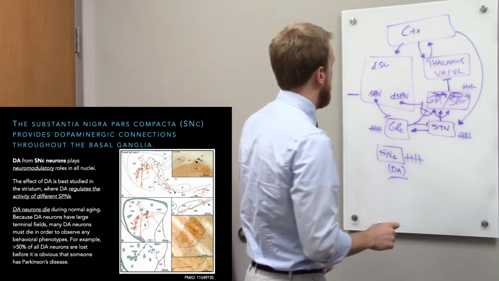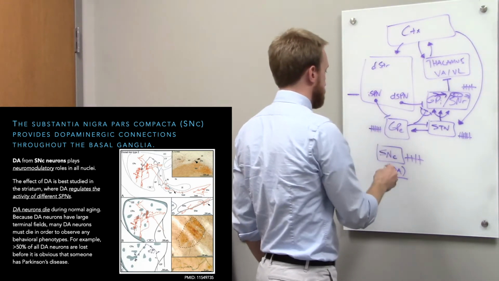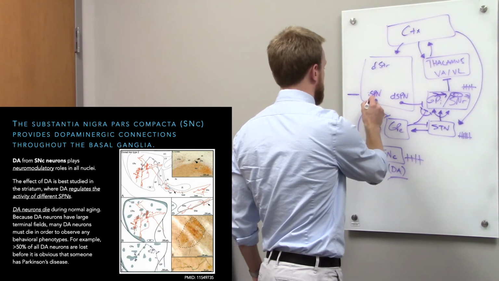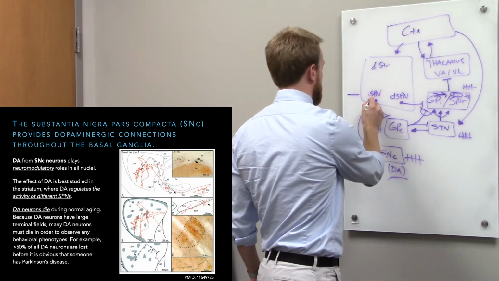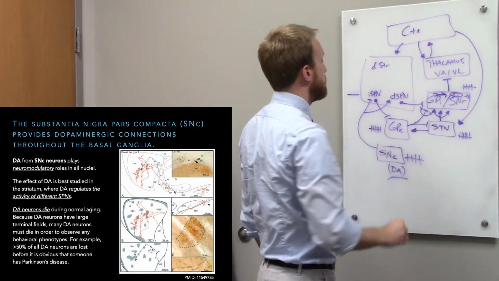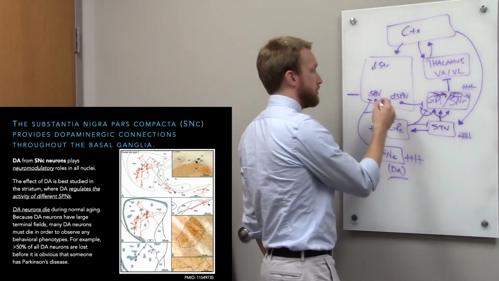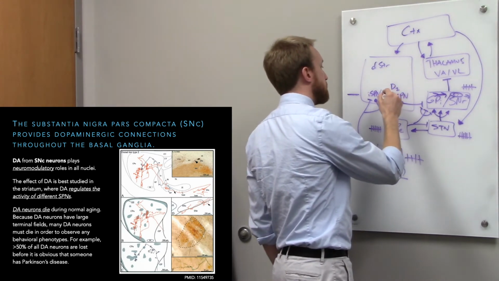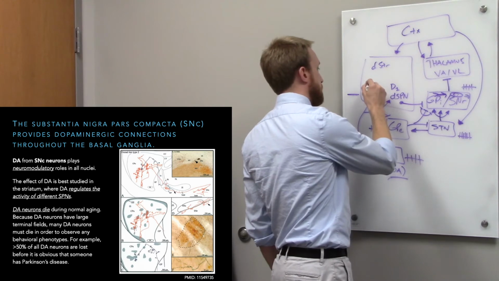These are going to target our spiny projection neurons, and they're going to do so differently, depending on whether they're along the indirect or direct pathways. And that's because they have different dopamine receptors. The direct pathway that we'll walk through in just a bit, those have D1 dopamine receptors. The indirect have D2.